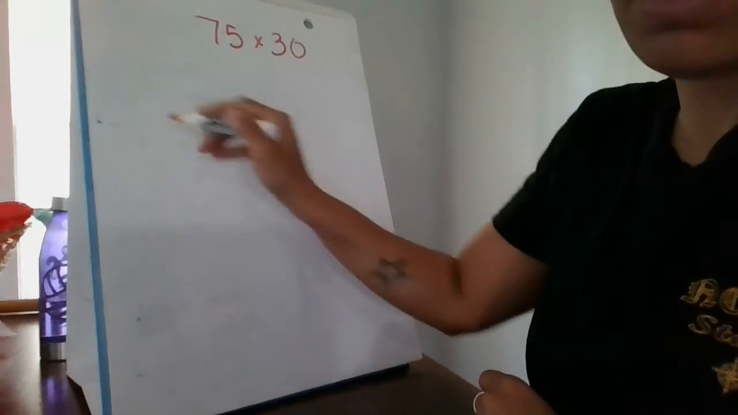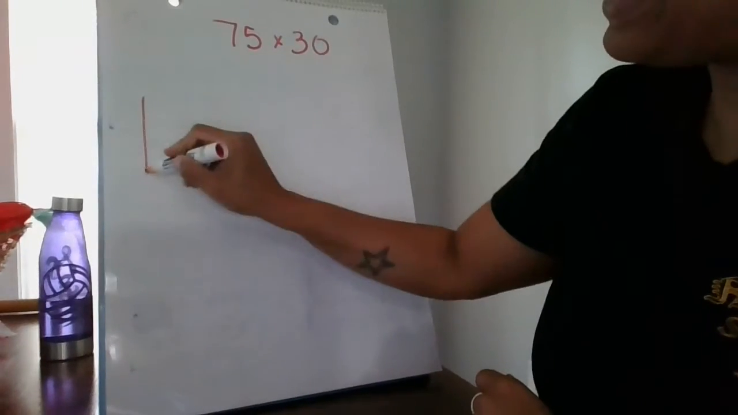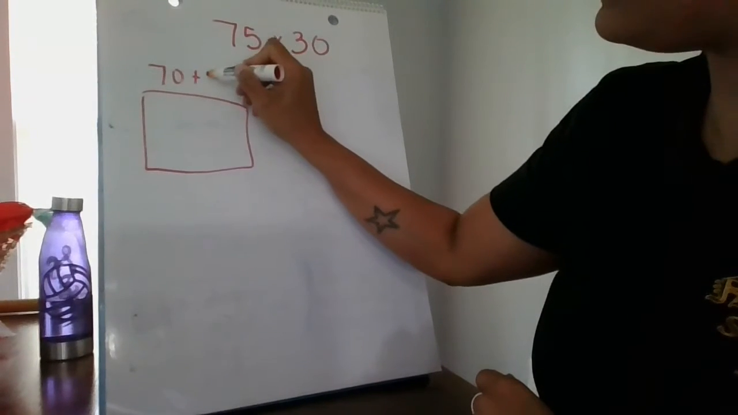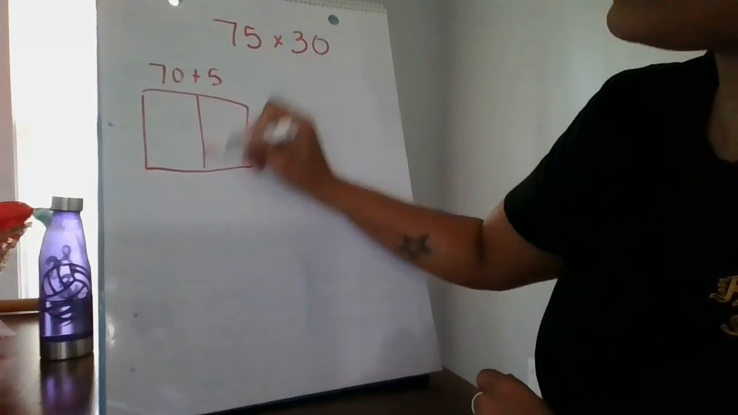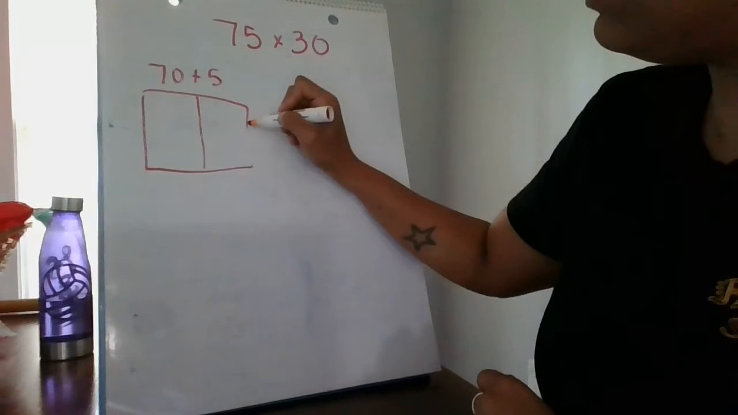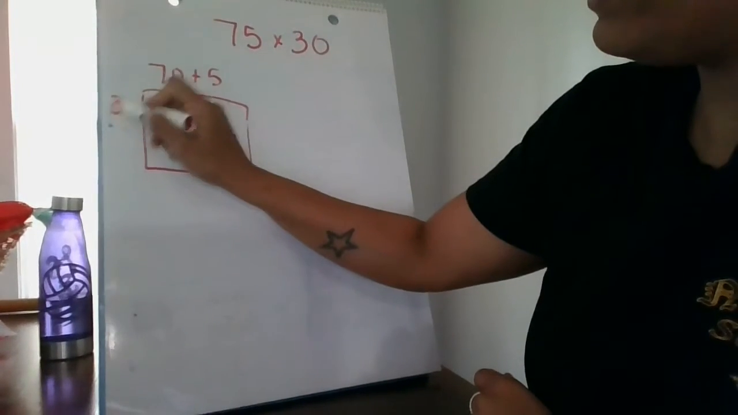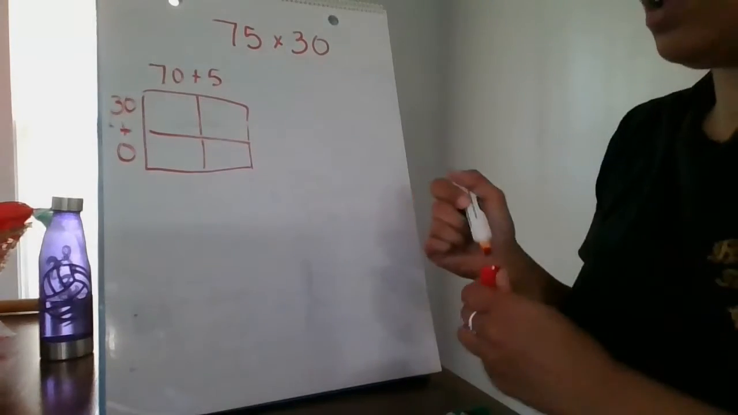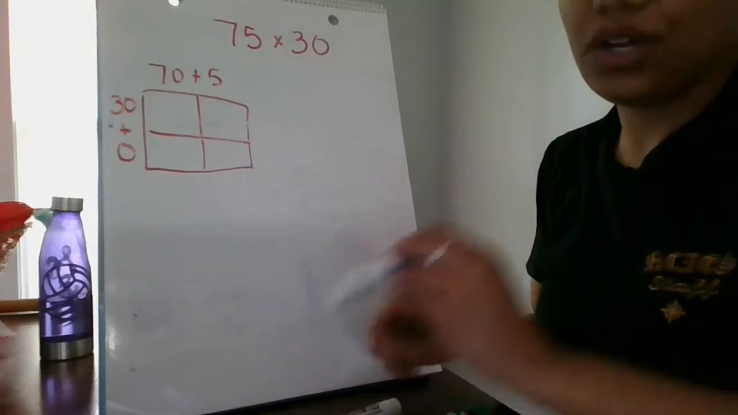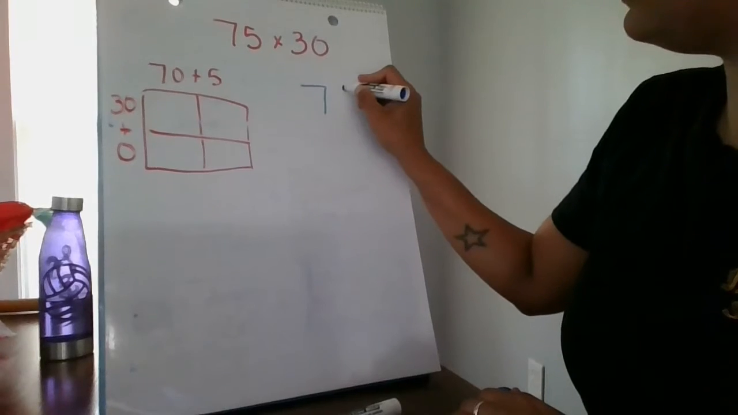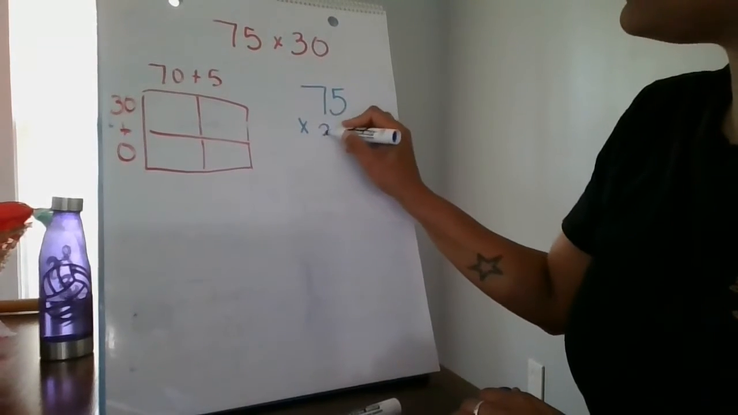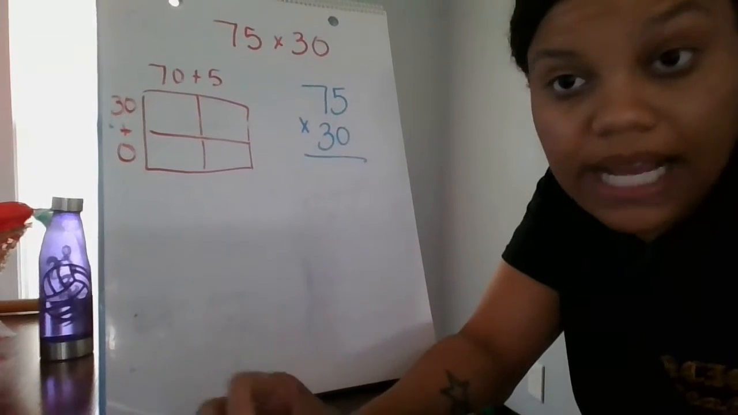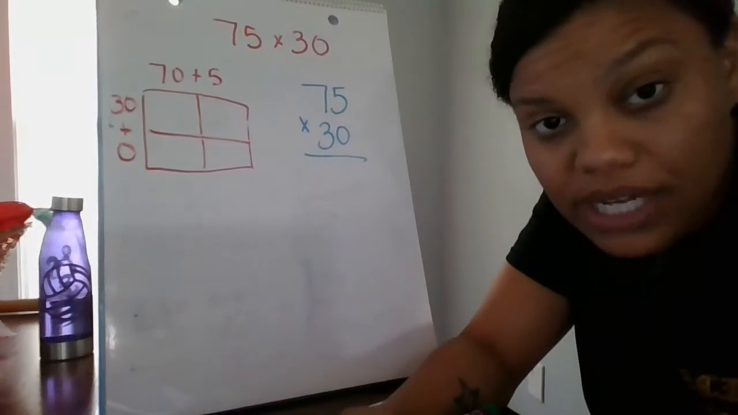So remember my area model. We're breaking it up. We're doing 70 plus 5. Where my plus sign is where I extend the line. 30 plus 0, and I extend the line. If you're in the 5th grade, you're doing standard algorithm, 75 times 30. Pause the video for a few minutes, try to work it out and solve it, come back and we'll check it together, okay?